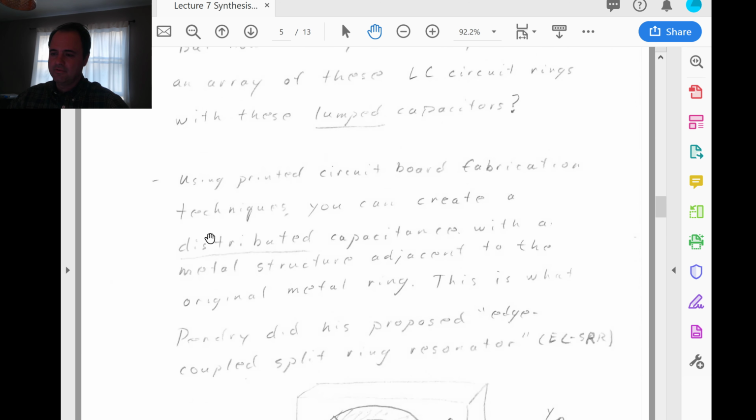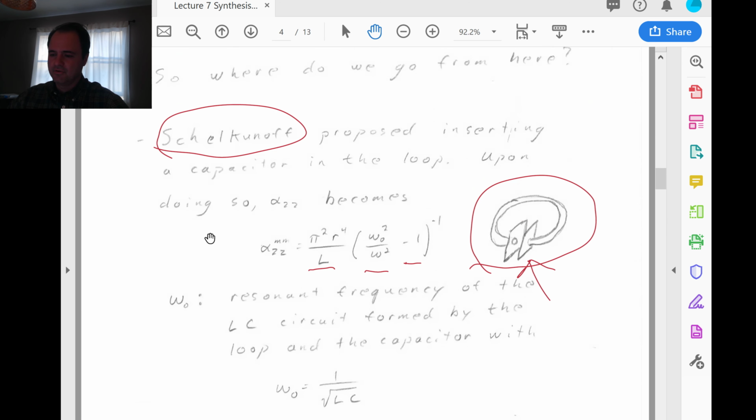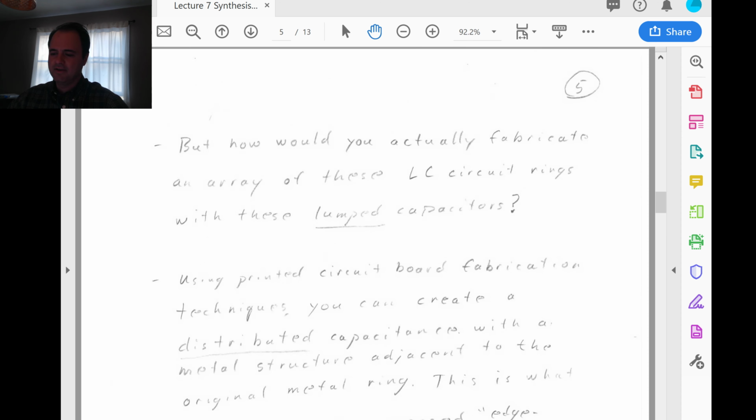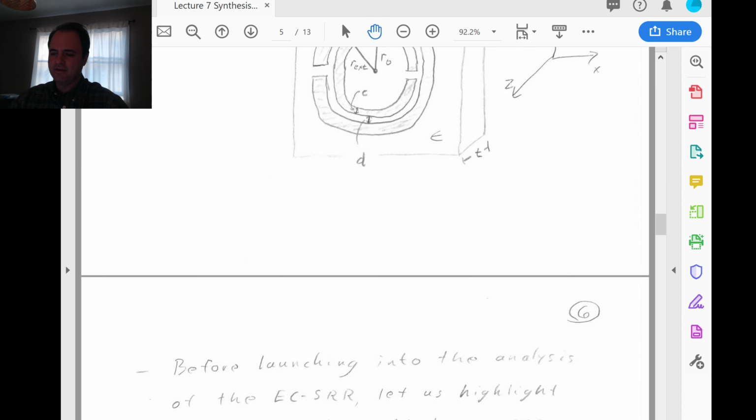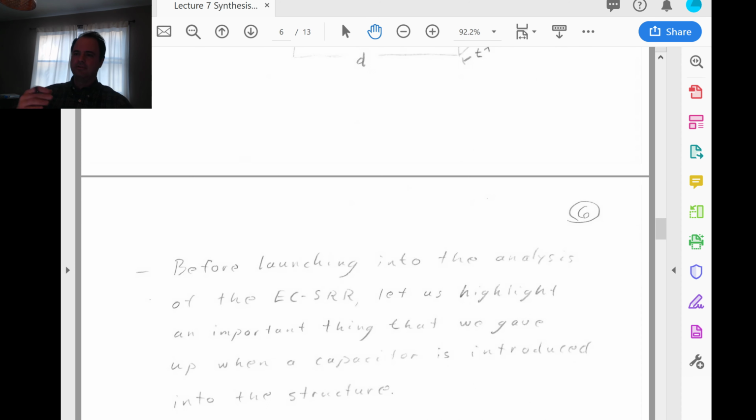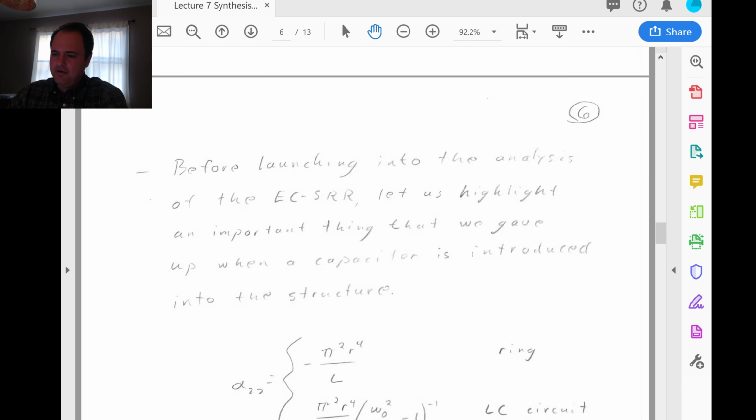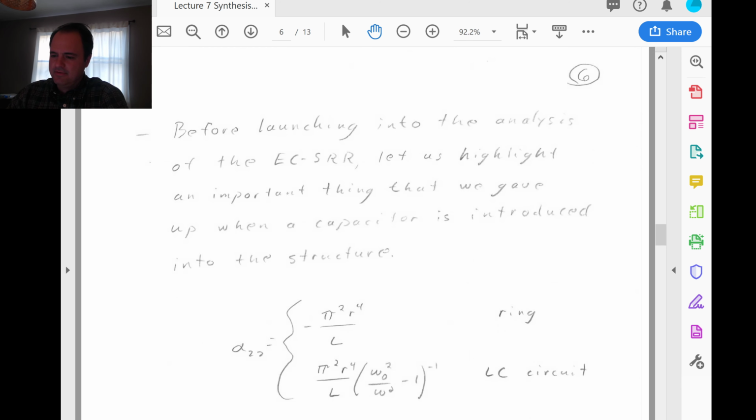So there we go. This is a solution. Cholkanoff said let's split it, put a capacitor in there, and we get a resonant frequency. Pendry came along and said, well, this is a more convenient way of doing it, and bingo, we're off to the races. All right. Okay, but before we follow with Marquez in his book, let's highlight something that we haven't stressed up until now with this major change.